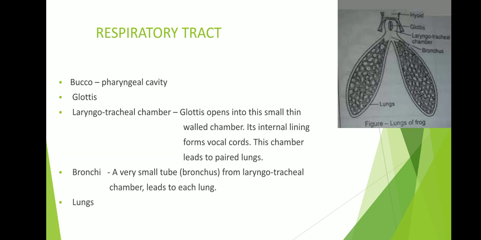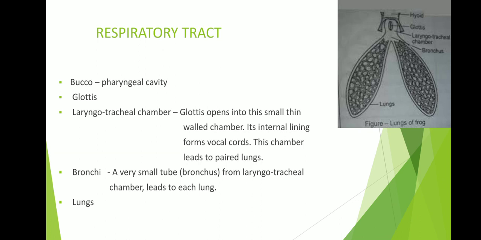And then from the laryngeotracheal chamber, a very small tube, that is bronchi or bronchus, two tubes are there, that lead from the laryngeotracheal chamber to lungs. Here you can see the glottis, there the laryngeotracheal chamber, and from it two bronchus. Together we are calling it as bronchi. That leads to lungs. You know, lungs are the chief respiratory organ. Okay.